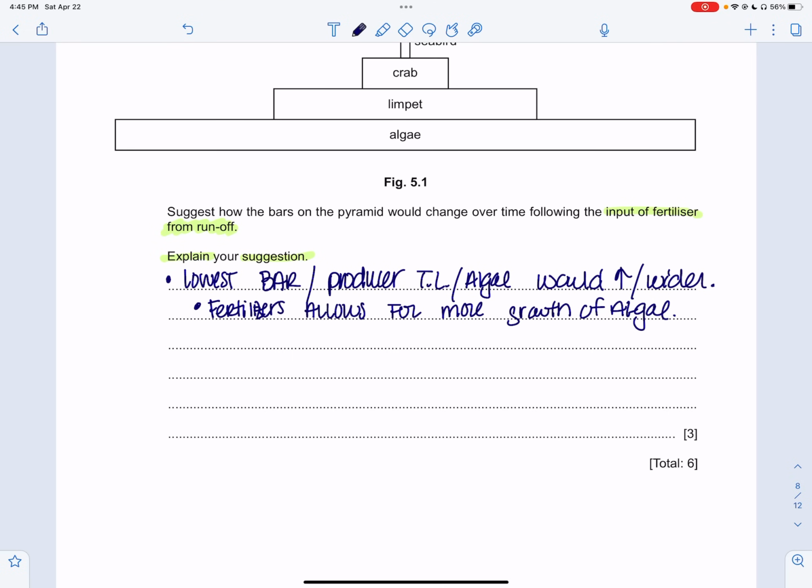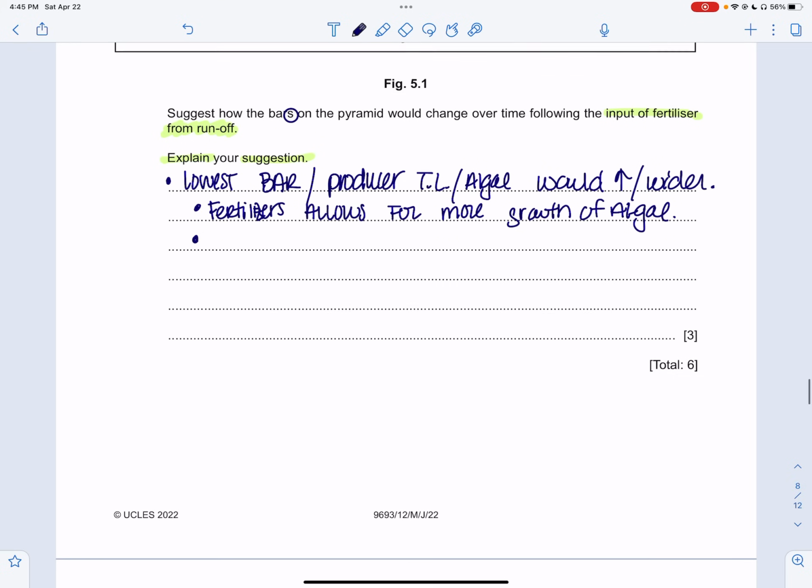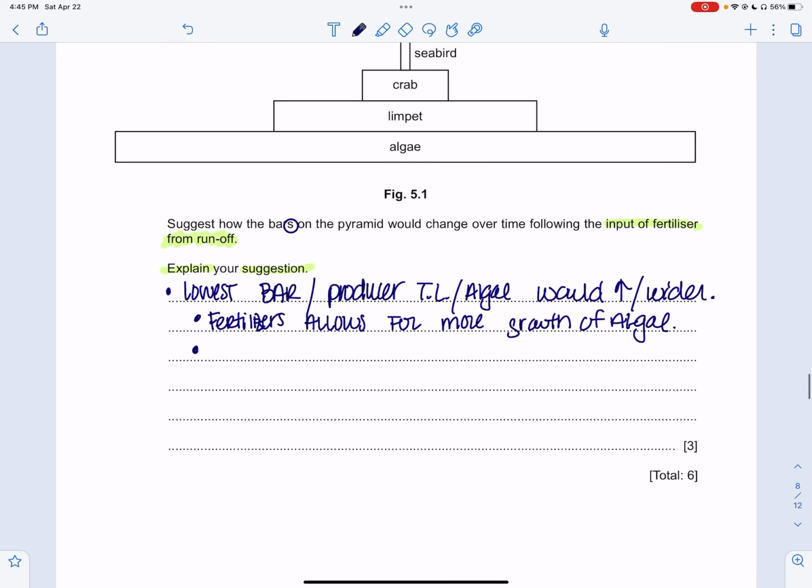All right, but this question says bars on the pyramid, so not just your producer. Let's talk about the rest. All right, this is not a harmful algal bloom. This is a straight up, there's some algae. It doesn't say harmful, and it doesn't say that there's a toxin developed.